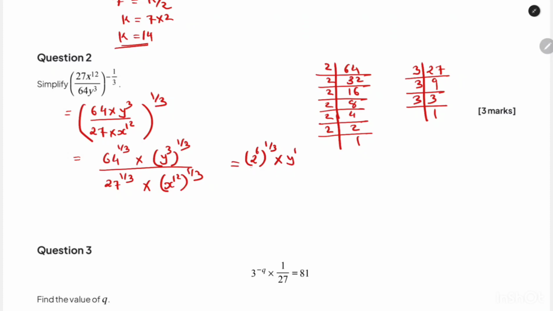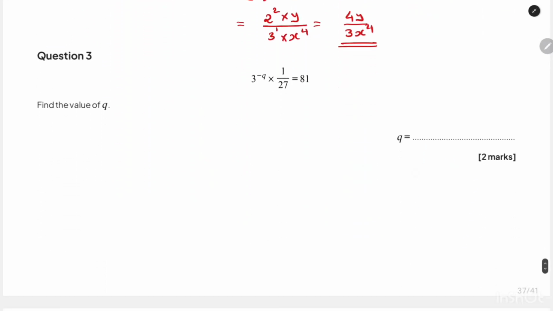And the denominator, it is 27, which is 3 raised to 3, which we have already done. Its power is 1 by 3. And 12 times 1 by 3, powers are multiplied. So x raised to 12 times 1 by 3 is 4. Now 6 times 1 by 3 is 2. So that's 2 raised to 2. y raised to 1 is y upon 3 raised to 3 into 1 by 3 is power 1, and x raised to 4. So that's 4y upon 3x raised to 4. This is the final answer.